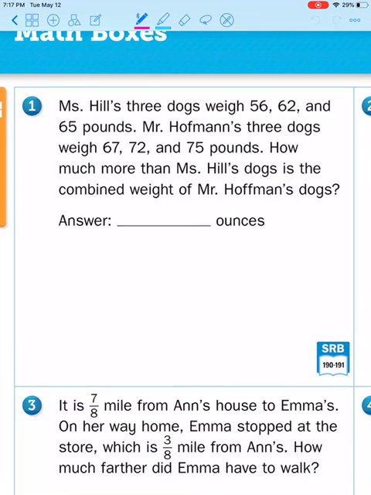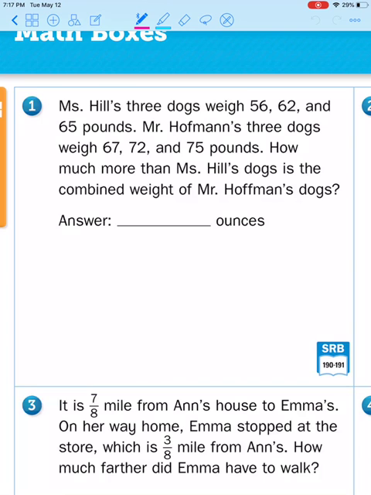Miss Hill's 3 dogs weigh 56, 62, and 65 pounds. Mr. Hoffman's 3 dogs weigh 67, 72, and 75 pounds. How much more than Mrs. Hill's dogs is the combined weight of Mr. Hoffman's dogs? So let's look at what they're asking us.